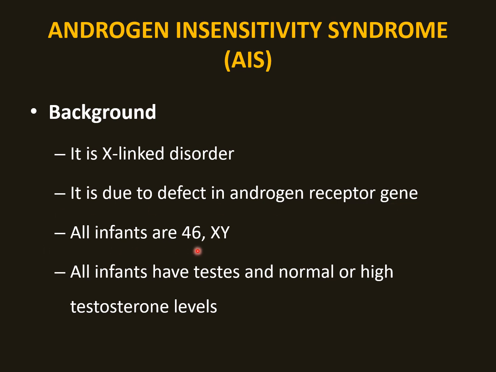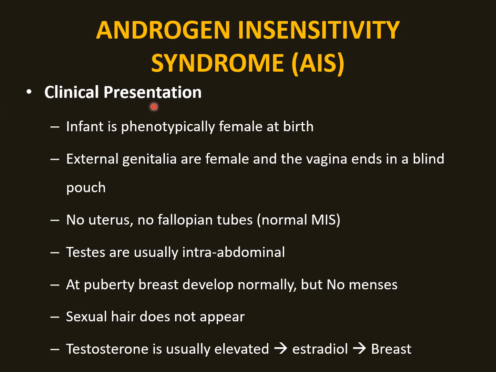All infants are 46,XY. All infants have testes and normal or high testosterone levels. Clinical presentation: the infant is phenotypically female at birth because of androgen insensitivity. If there is no sensitivity to testosterone, the external genitalia will develop as female genitalia, but they will have a blind-end vagina because they have intact MIS, Mullerian inhibiting substance. So no uterus and no fallopian tube will develop because you have normal MIS. MIS will inhibit the development of internal female structures.